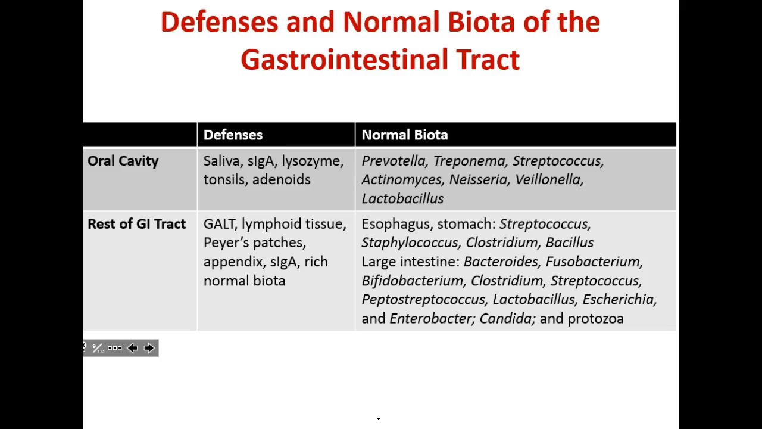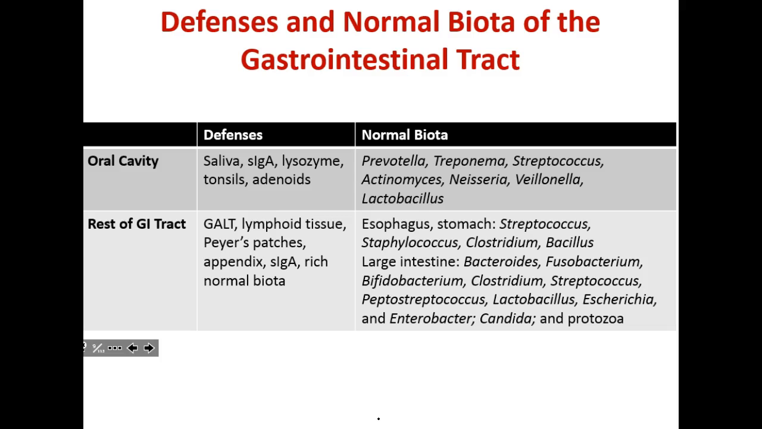Lymphoid tissue, Peyer's patches, Sig A, and rich normal biota. Those are the defenses. And the normal biota in the esophagus and stomach is Streptococcus, Staphylococcus, Clostridium, Bacillus.